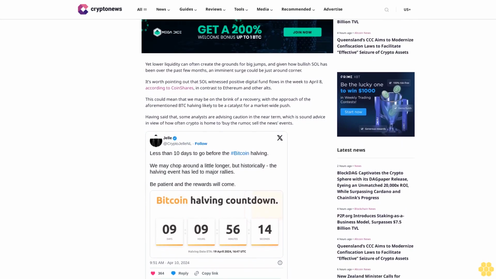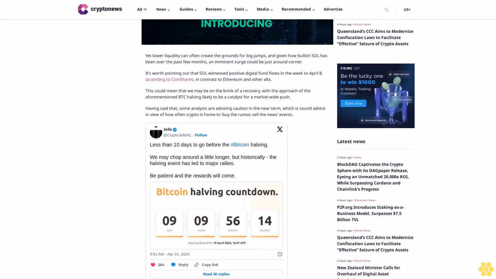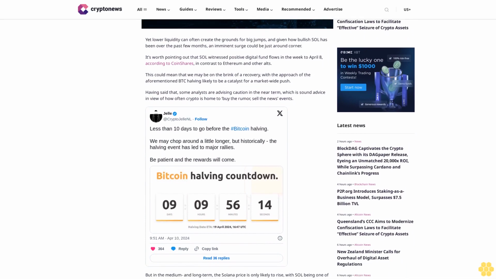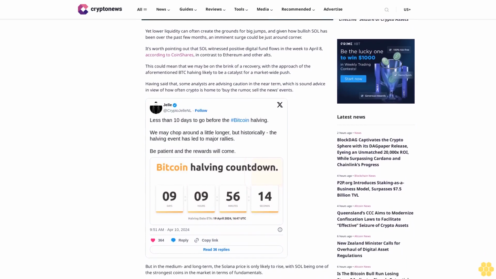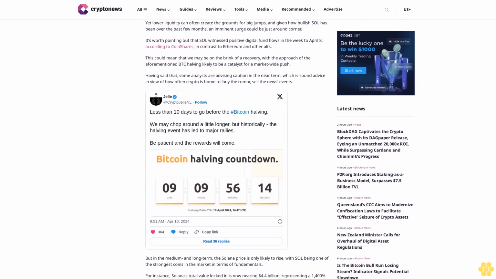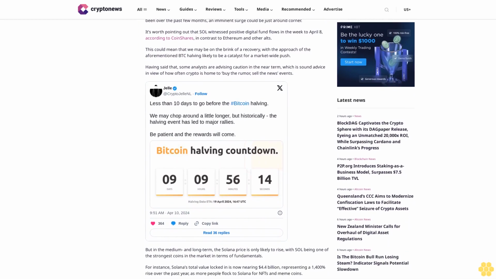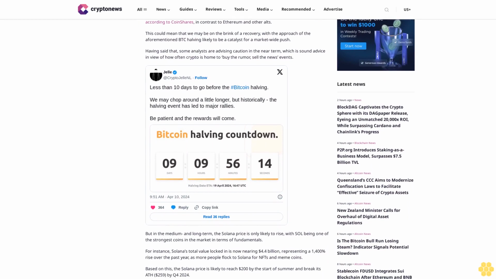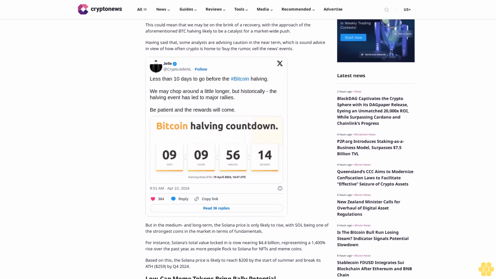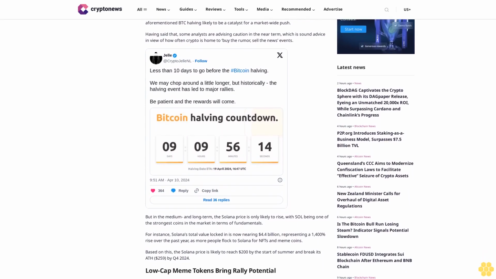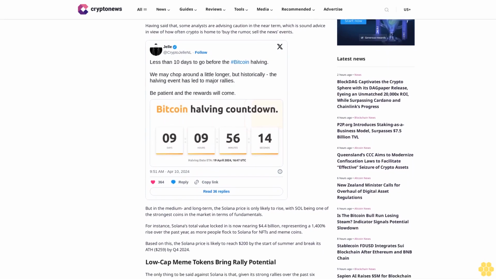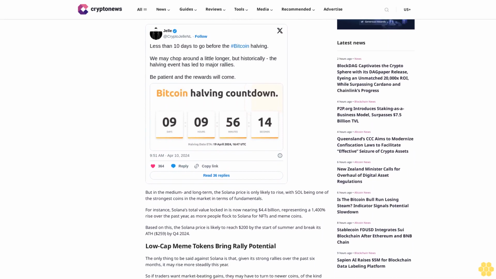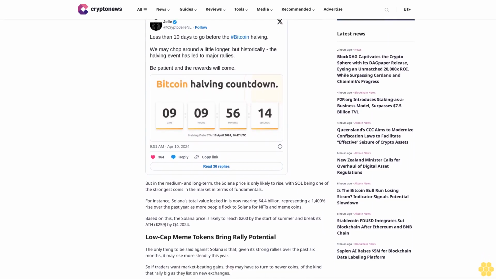But in the medium and long term, the Solana price is only likely to rise, with SOL being one of the strongest coins in the market in terms of fundamentals. For instance, Solana's total value locked is now nearing $4.4 billion, representing a 1,400% rise over the past year as more people flock to Solana for NFTs and meme coins. Based on this, the Solana price is likely to reach $200 by the start of summer and break its ATH of $259 by Q4 2024.